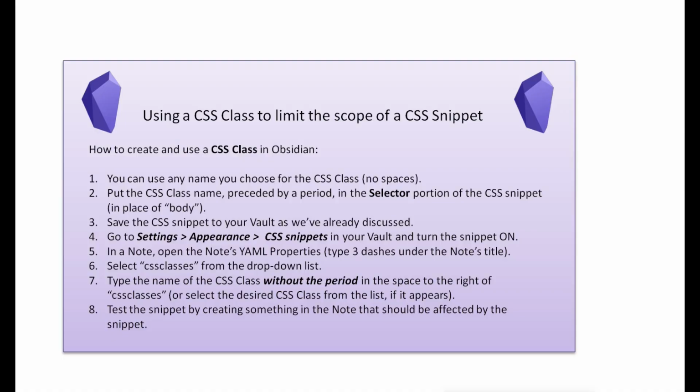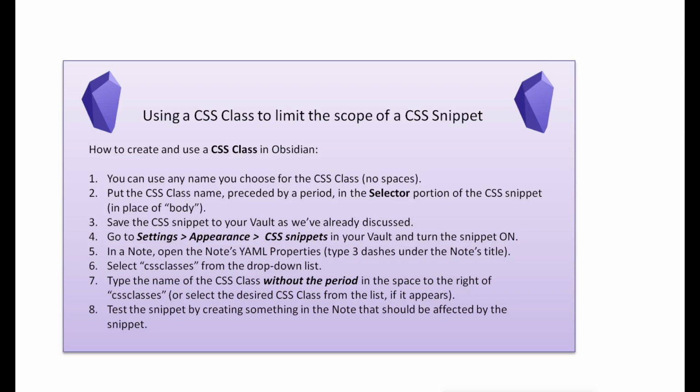You can choose any name you like for the CSS class, but no spaces. Put the CSS class name preceded by a period in the selector portion of the CSS snippet. In other words, in place of where we've been putting body. Then you save the CSS snippet in your vault, just as we've discussed. And also, as we've discussed, go to Settings, Appearance, CSS Snippets, and turn the snippet on.